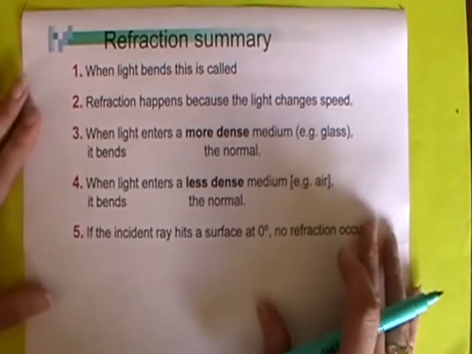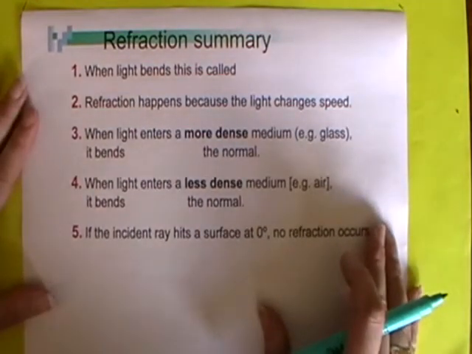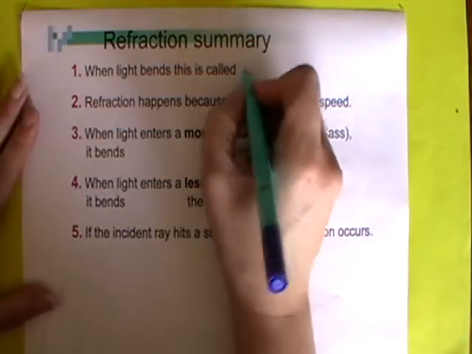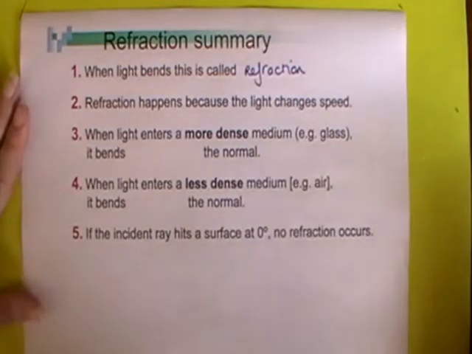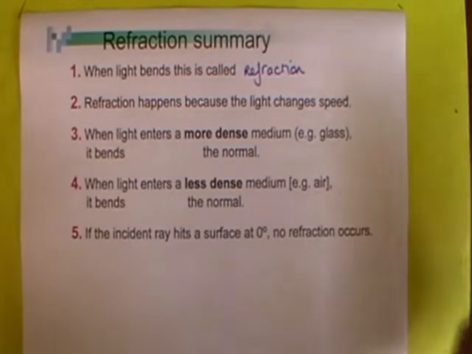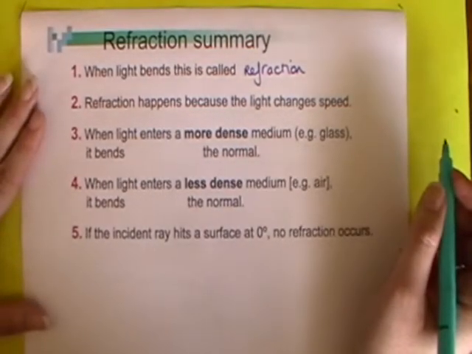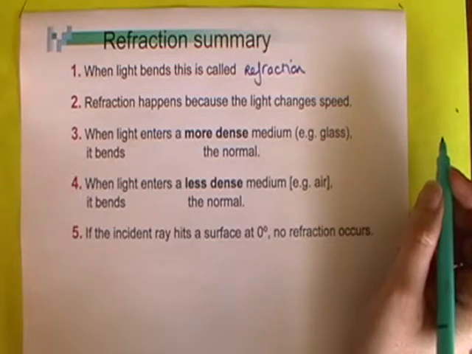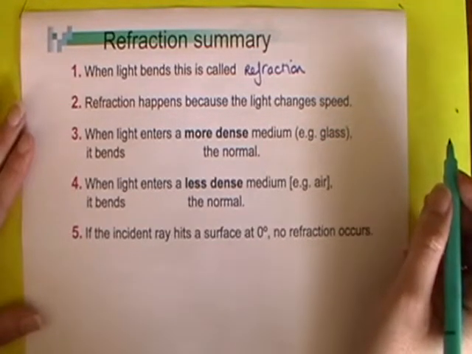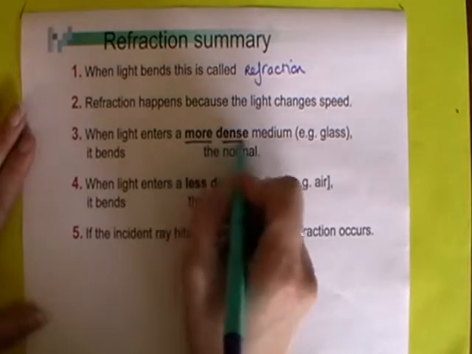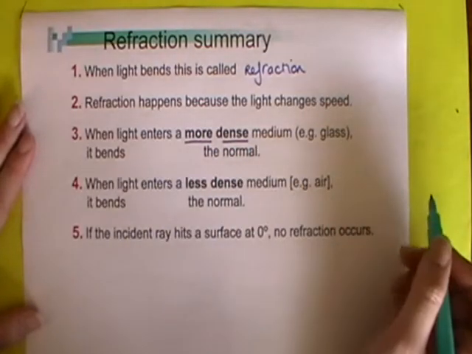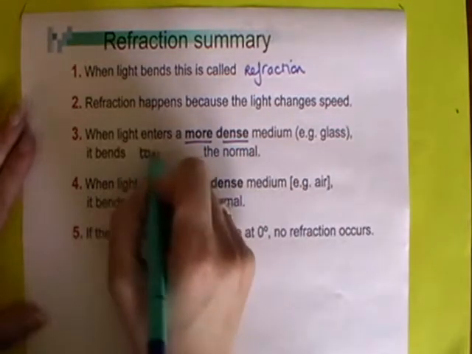To remind ourselves what refraction is. Refraction is when light bends. So when light bends, this is called refraction. And refraction happens because the light changes speed. And it changes speed because it enters a more dense or less dense medium. For example, when light enters a more dense medium, for example going into glass, it bends towards the normal.